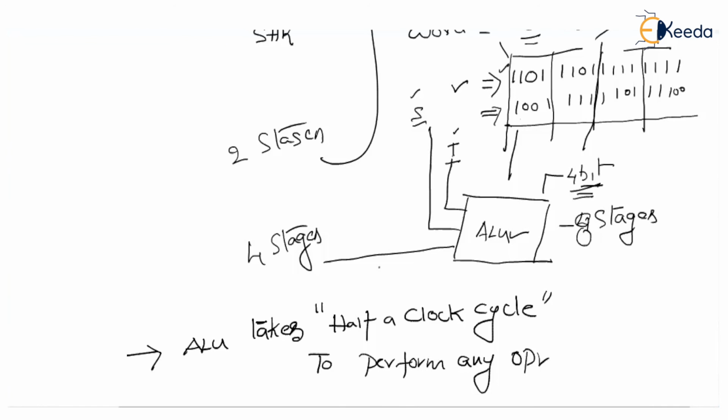So you know that if you want to execute an instruction, finally the instruction should get into the ALU, and there we're going to perform either an arithmetic operation or a logical operation or a shift operation. For performing this operation, ALU will take a maximum of half a clock cycle. That's it. Having discussed this, now we are all set to design the ALU.